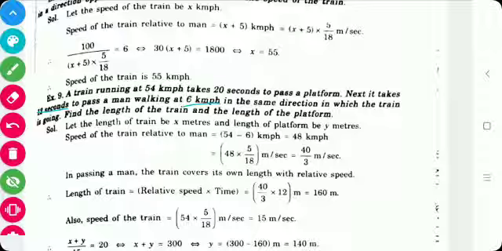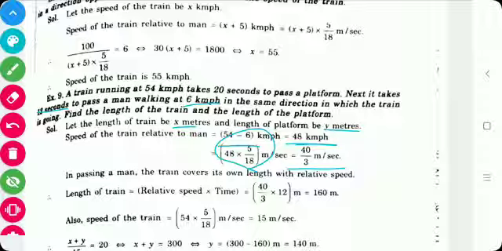Okay, so let the length of the train be x and the length of the platform be y. We are given the speeds of both the train and the man. So they are going in the same direction, so the relative speed is the subtraction of their speeds. So the speeds are 54 and 6. So 54 minus 6 is 48 km per hour. If we want to convert it into meter per second, multiply that by 5 by 18. So it is 40 by 3 meter per second.